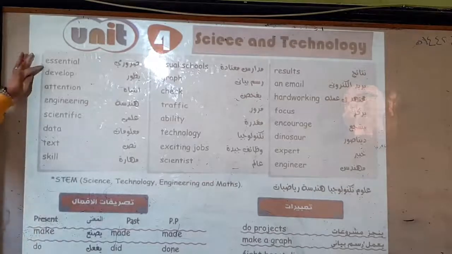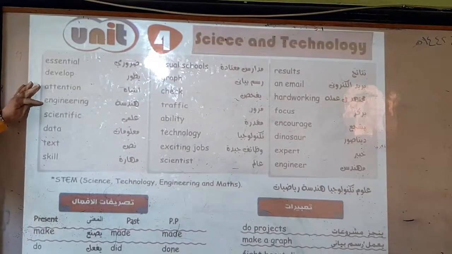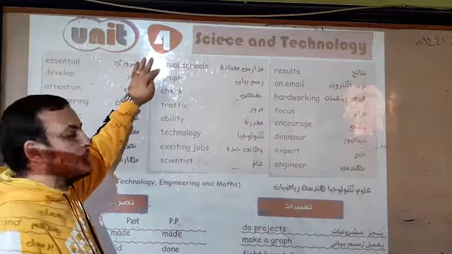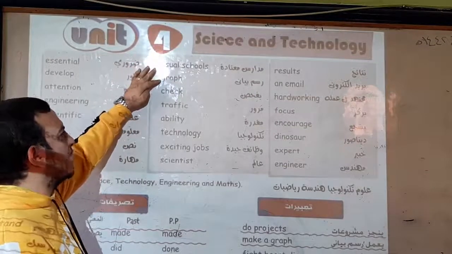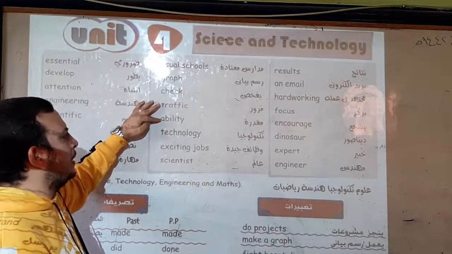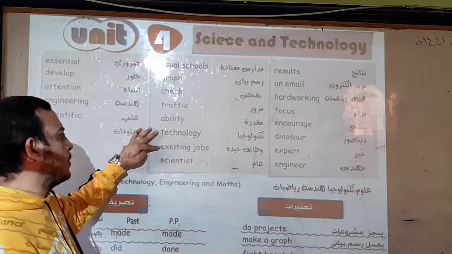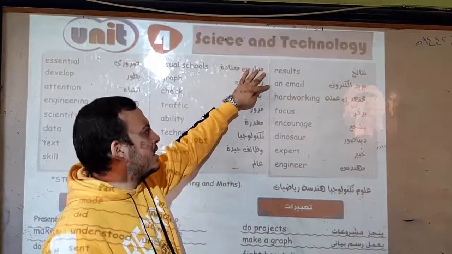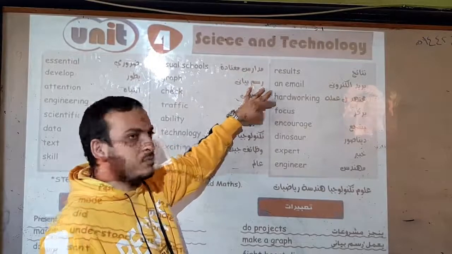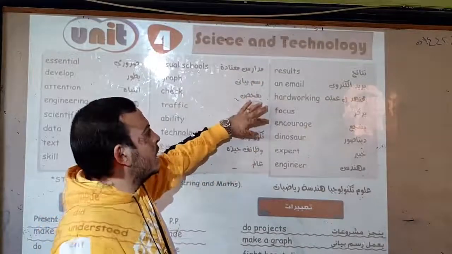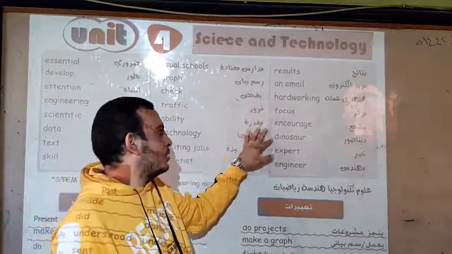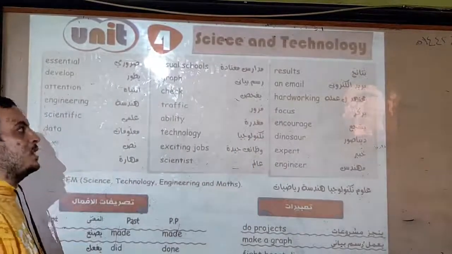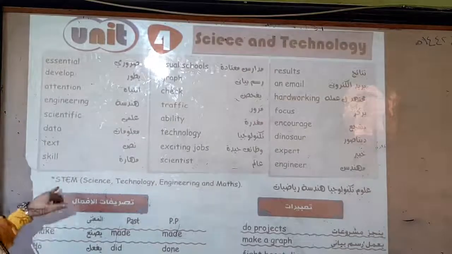Essential, develop, attention, engineering, scientific, data, text, skill, schools, graph, check, traffic, ability, technology, exciting jobs, scientists, results, an email, hardworking, focus (on preposition: focus on), encourage, dinosaur, experience, and engineer. These are the most important words in lesson one and two.